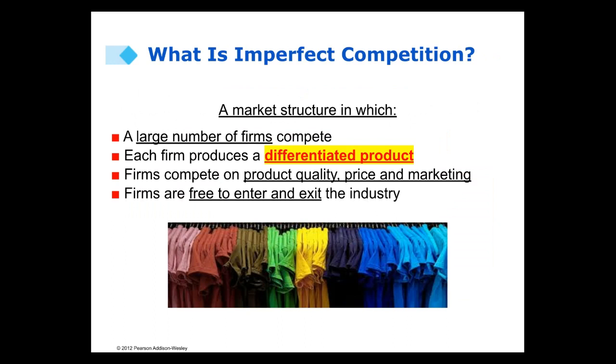So what is imperfect competition? This is a market structure where there's a large number of firms competing, like in perfect competition, but each firm produces a differentiated product, similar to monopoly. Now, firms can compete on product quality, on price, and even on marketing. And like in perfect competition, firms are free to enter and exit the industry.